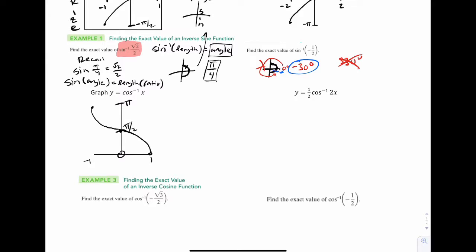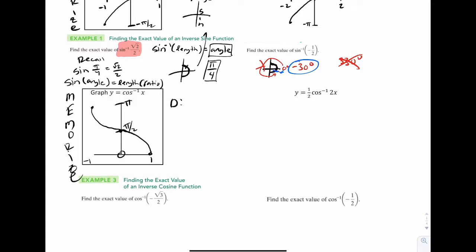Okay, so again, you're going to want to box that. Memorize. These are your new parent graphs in trigonometry. You need to have these down. The domain we can see here is -1 to 1. The range, 0 to pi.